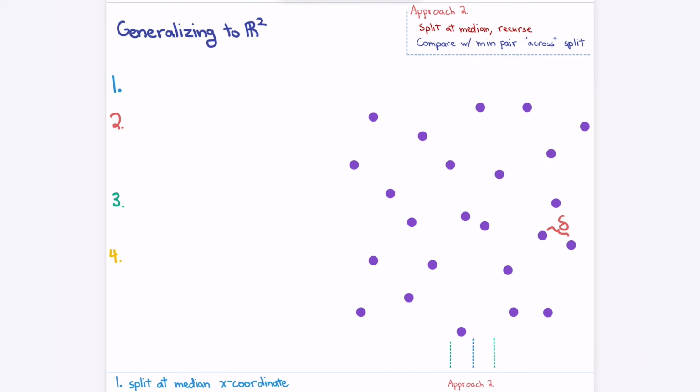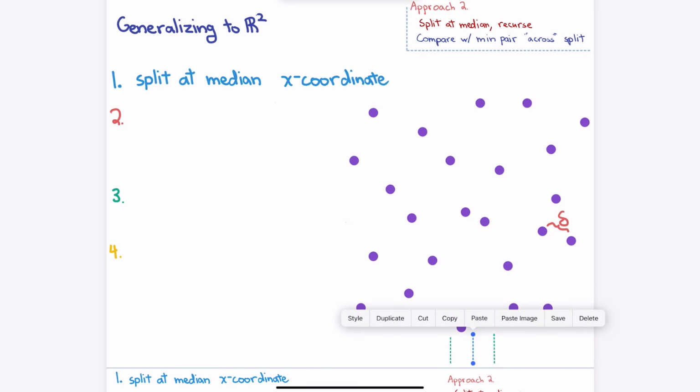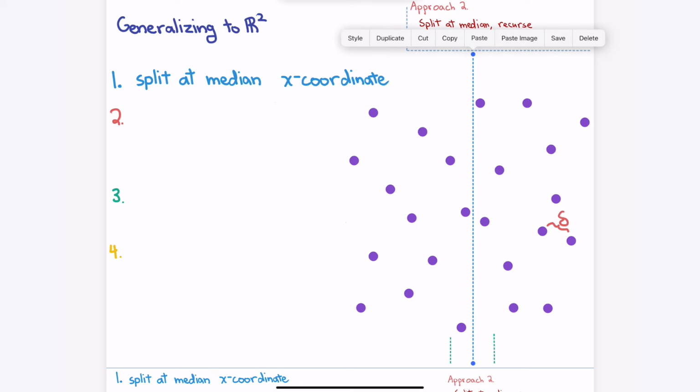Okay. So what we're going to do is this kind of algorithm. First, I'm going to split at the median x coordinate. I look at my input and figure out the median x coordinate that splits the input in half. We can even use the algorithm we just did. And now, this next step is guessable.